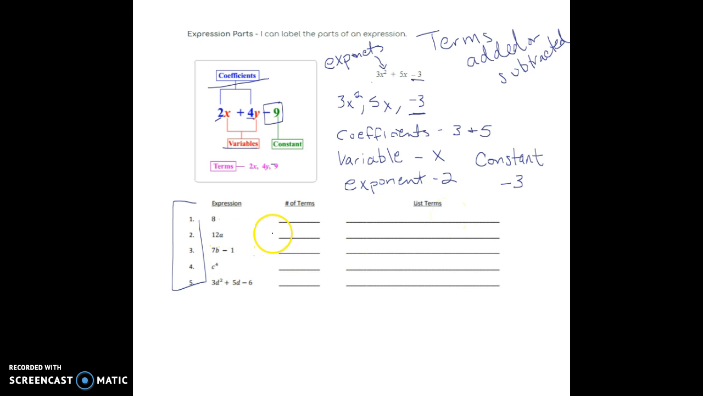So 1 through 5, I've already done an example. There's not very many of them. That shouldn't be too bad. So then let's move over to 11 through 20 real quick.